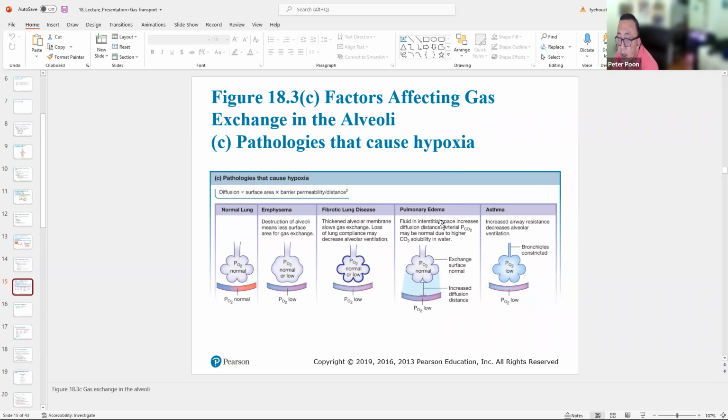Okay, the next one, pulmonary edema. Fluid in the interstitial space increases the diffusion distance. This is what's killing people in COVID. They can't breathe, and they lose consciousness because they don't have enough oxygen. So PO2 is normal. The breathing into the lung is normal, but there's so much fluid in here that the diffusion distance is dramatically increased, and therefore the amount of oxygen that enters the bloodstream is much lower than normal.